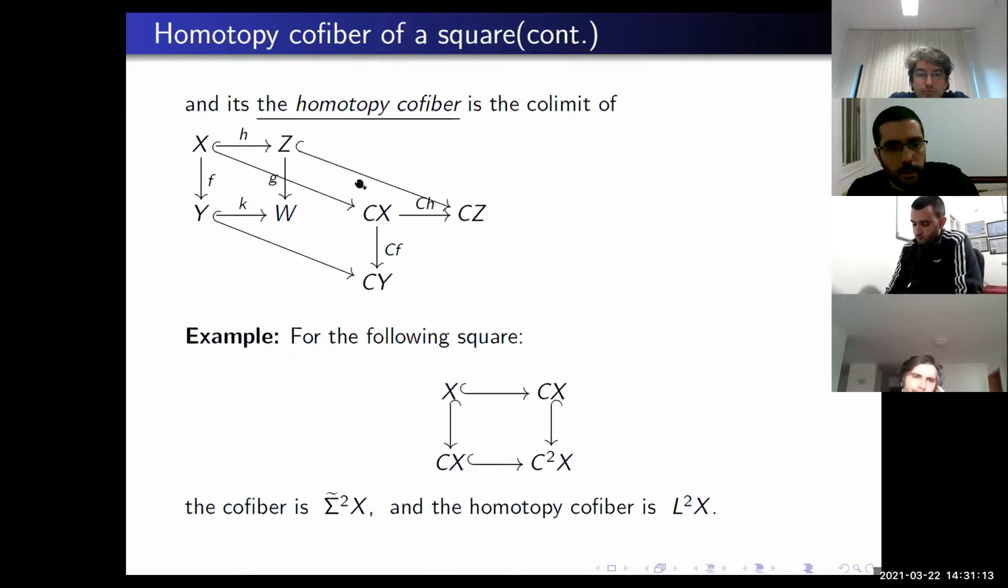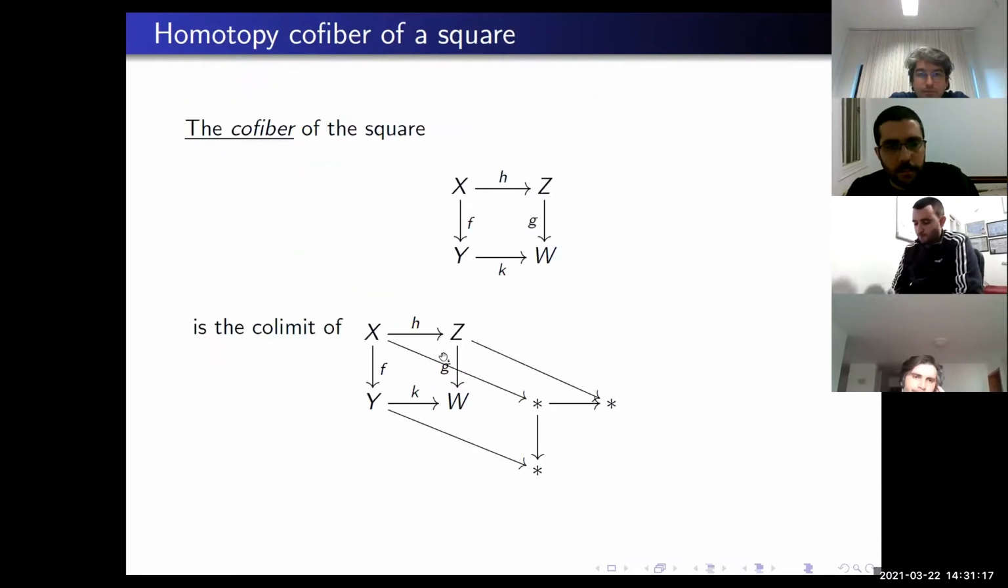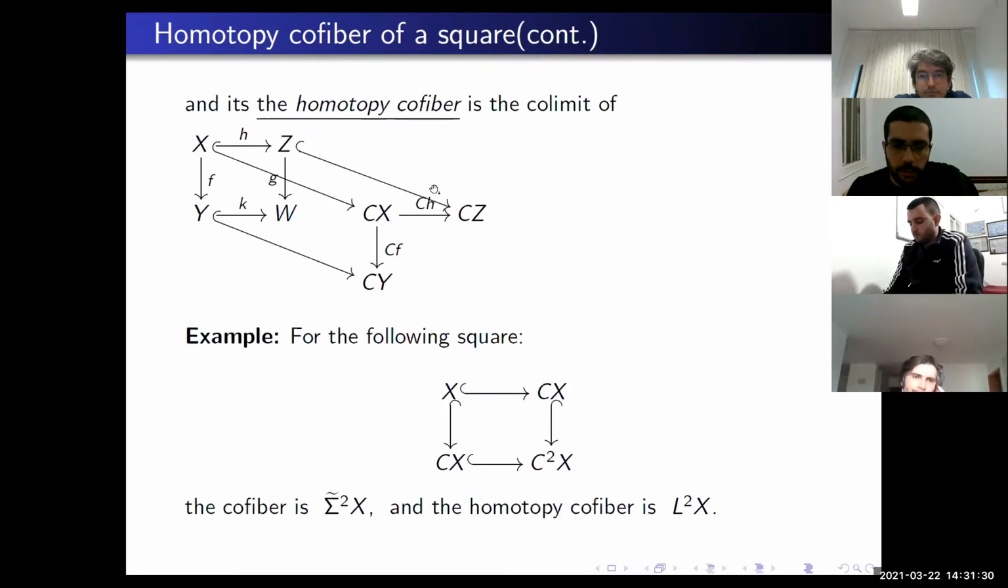Sorry, we ran on. The cofiber is the same if this square is a cofibrant square. Okay. If this square is cofibrant, then the homotopy cofiber and the cofiber of the square are equivalent.